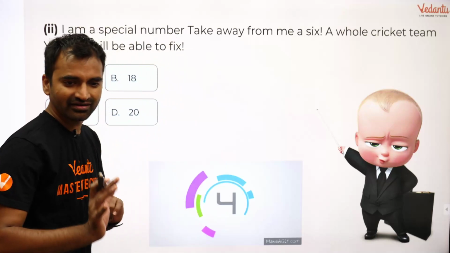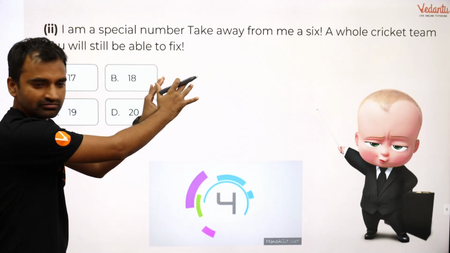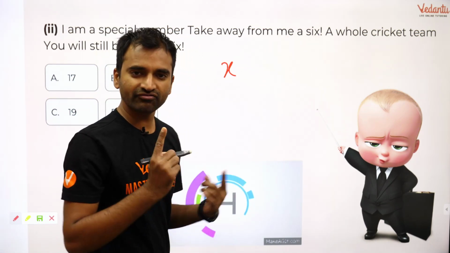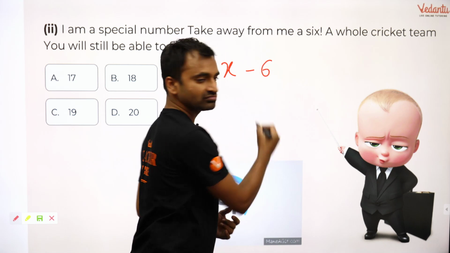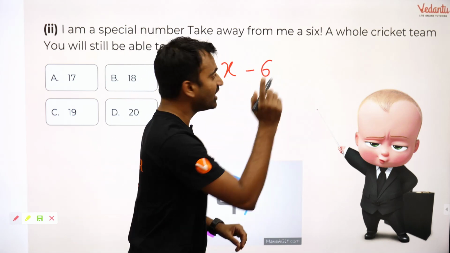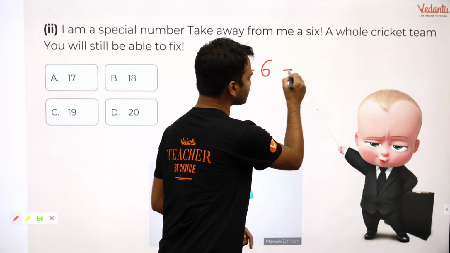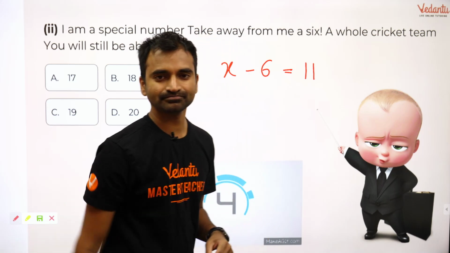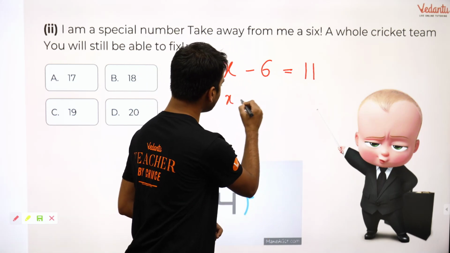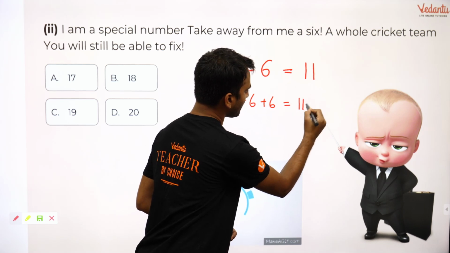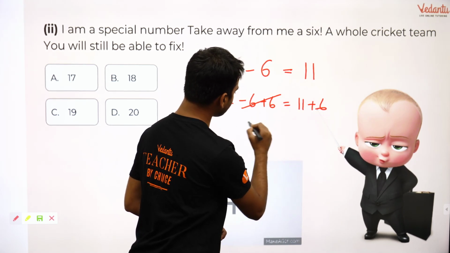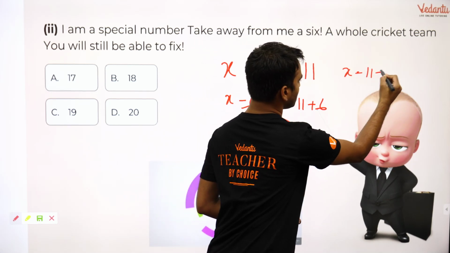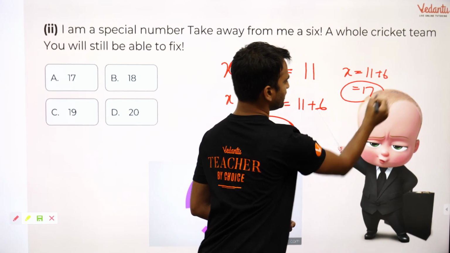So read it very carefully. I am a special number. Take away from me a 6. So let's say I am x. And from me you are taking away a 6, x minus 6. Now, a whole cricket team you will be able to fix. You get a cricket team with 11 players, right? So this is 11. Right everyone? So x minus 6, just add plus 6 on both sides. This will get cancelled. X will be equal to 17. Or you can just simply write x is equal to 11 plus 6, which is again equal to 17.